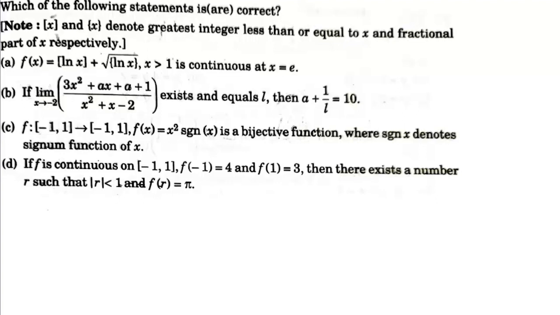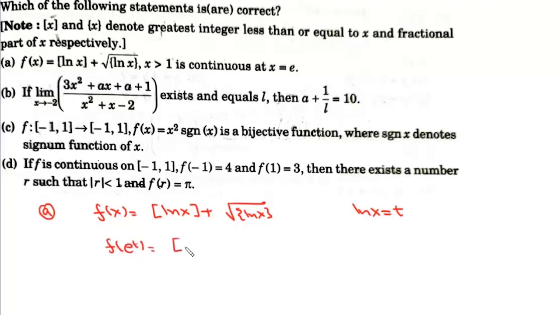Now here the question is, which of the following statements is or are correct? Now this first one is, f(x) is greatest integer function of log x plus under root of fractional part of log x. Now if we take log x as t, then we can write f(e^t) as greatest integer function of t and under root of fractional part of t.